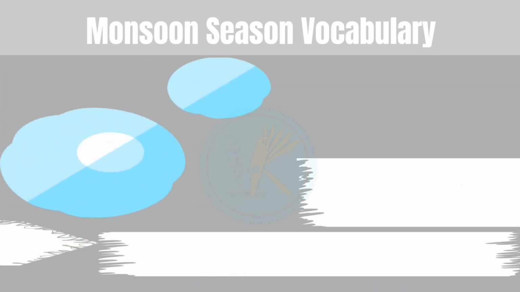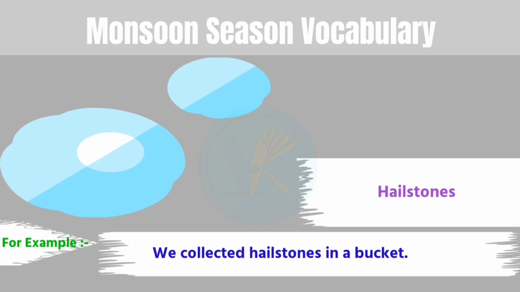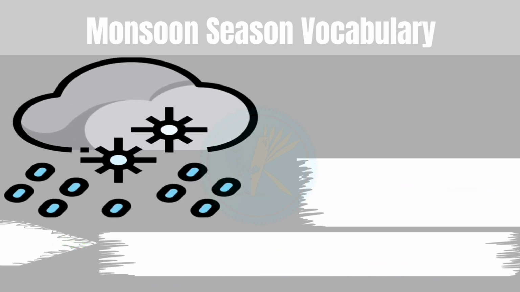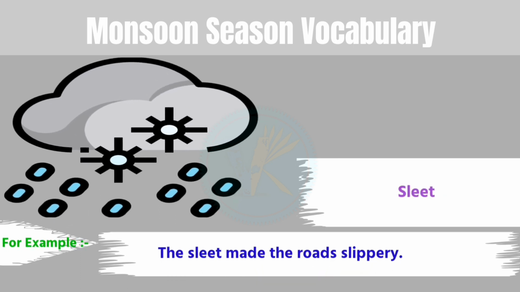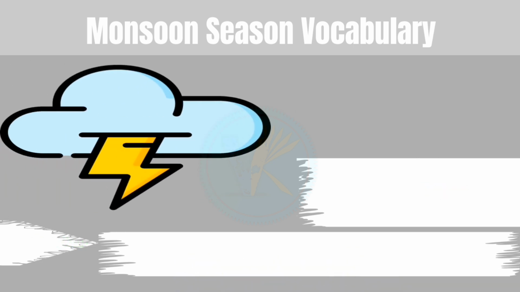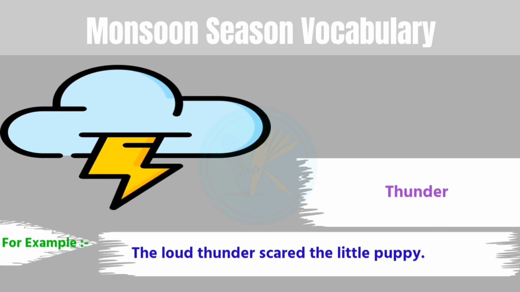Next, hailstones. Hailstones. For example, we collected hailstones in a bucket. Next, sleet. Sleet. For example, the sleet made the roads slippery. Next, thunder. Thunder. For example, the loud thunder scared the little puppy.